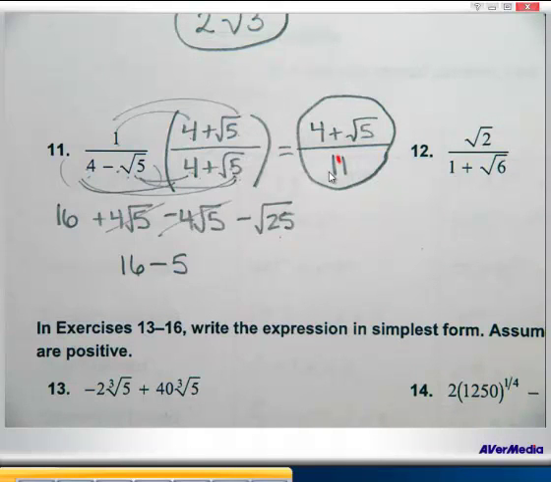Okay, so take a minute to write that down, look back at the work, does it make sense? And then think about what would you do for number 12.